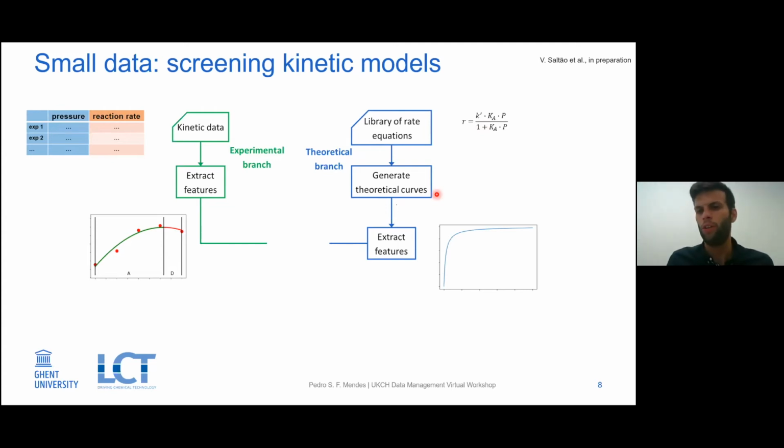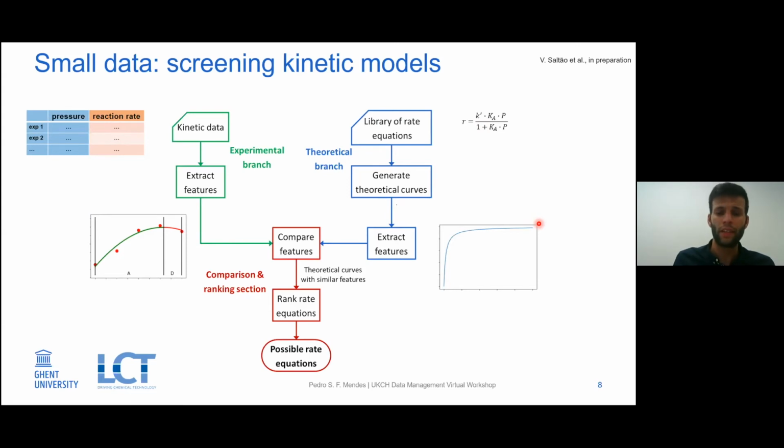So to be clear, the input here is only the stoichiometry of the global reaction, and then the rate equation. All possible rate equations are automatically generated, and theoretical curves, which would produce the same type of graphs as in the data, are generated. In the next step, we compare the features in the data and the features that the model can reproduce, and rank rate equations. So in this method, it's possible to screen kinetic models in an automated manner. So from data to a kinetic model in a completely automated manner.